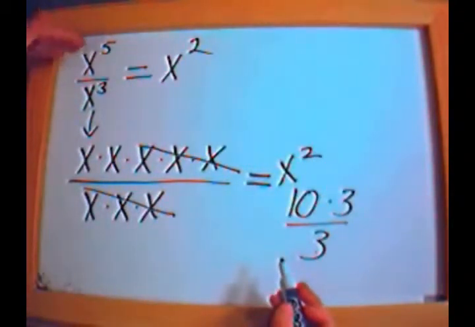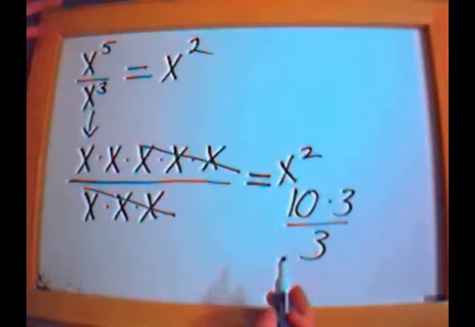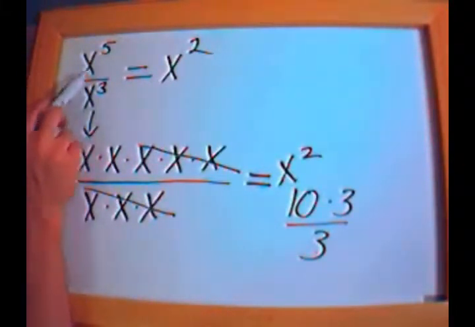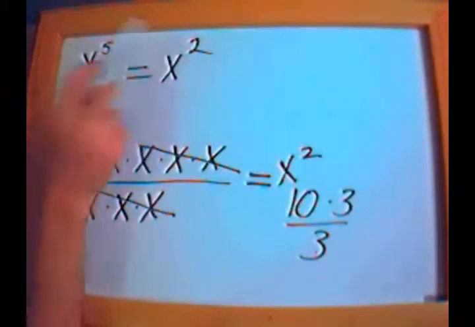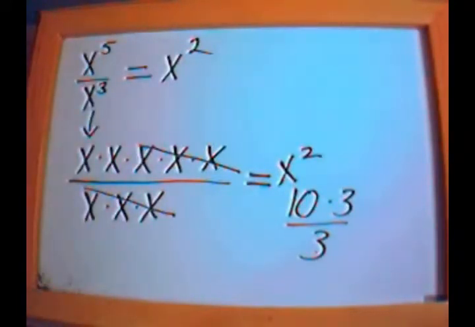Okay? So anytime you have exponents common to the top and the bottom, you can eliminate what's common. And the way you do that in the shorthand is, all you do is you take the difference in the exponents, and that gives you a 2.